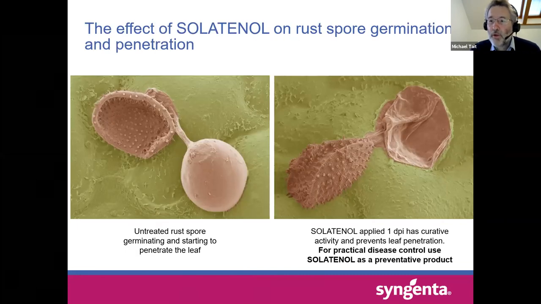Now, just to give you a bit of an idea about how the solatenol-based product works. On the left, again, you've got an untreated spore. And on the right, you've got a spore where treatment occurred within 1 day of infection. So there is some limited curative activity from the product. But the main way that it works, as you'll see, is as a preventative material. So timing and getting in before rust becomes established will be important when you come to use the product in the season.